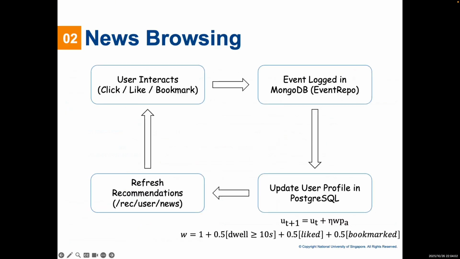When users click, like, or bookmark an article, both the 64D semantic and the 20D preference vectors are adjusted through lightweight online learning, so the next round of recommendations reflects the user's evolving interest. Overall, the news browsing module delivers a low-latency, interpretable, and continuously adapting news recommendation system.